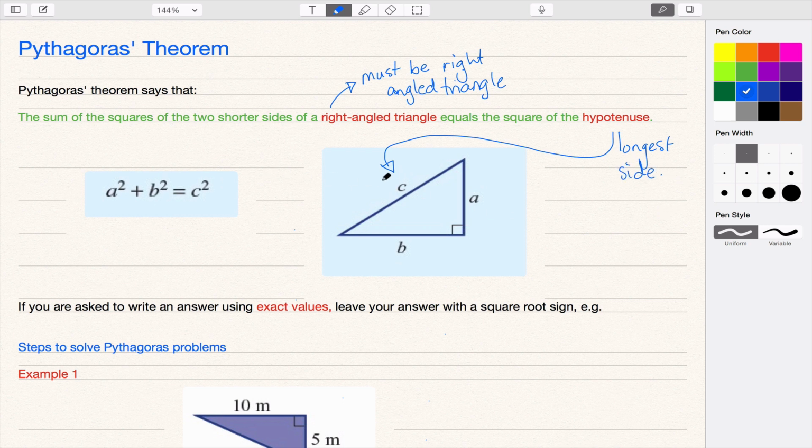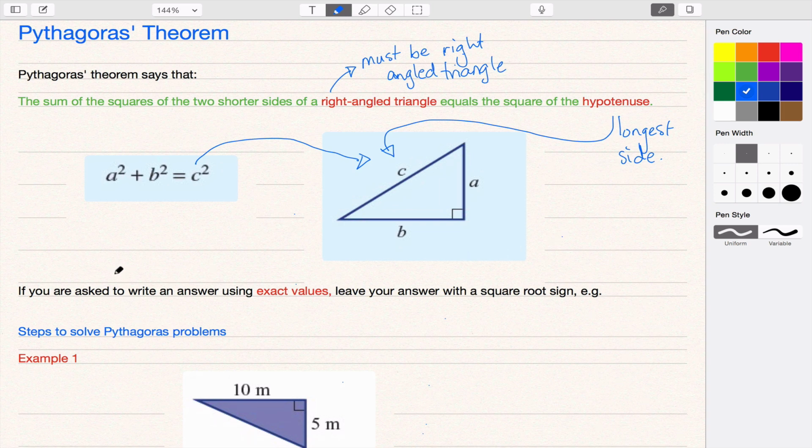And hypotenuse, when we're using Pythagoras theorem, is always labelled as C. So we've got this C here as well. It's really important that you always remember that the hypotenuse, the longest side, is C. Otherwise the theorem doesn't work.